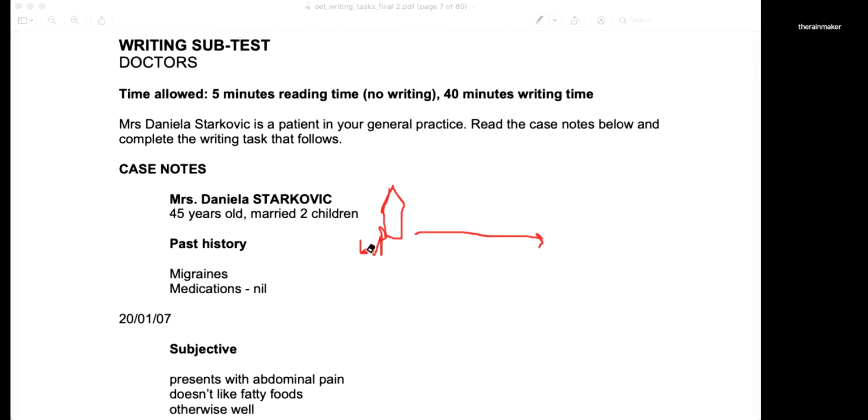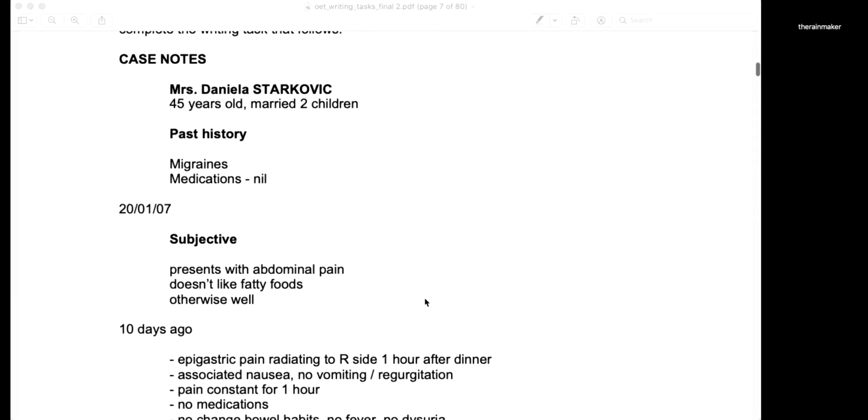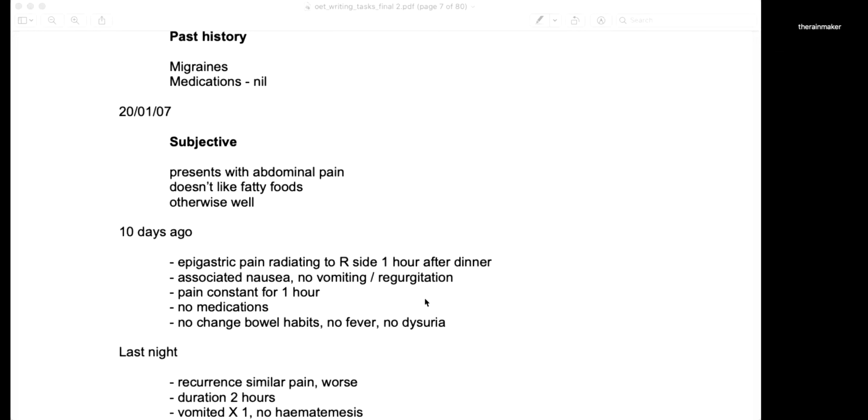Now, it clearly specifies at the top of the case note that you are a general practitioner. So this is a referral letter. So let's see what it says. It gives you all the details. Look at it. There is a name, Mrs. Daniela Starkovich, 45 years old, married with 2 children, past history migraines, medication nil. There's a date there, January 20th. She presented on that day with abdominal pain, doesn't like fatty foods, otherwise well.